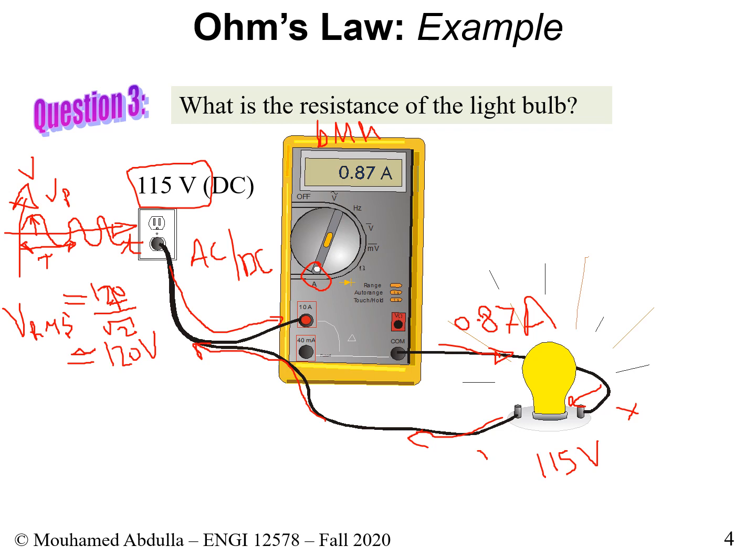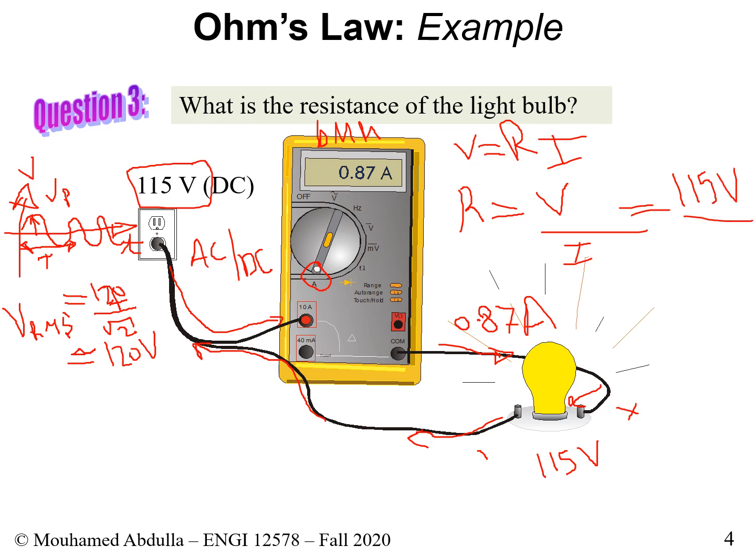Now the question is, what is the resistance of the light bulb? Again, we go through Ohm's law. V is equal to Ri, or we could say that the resistance R is equal to the voltage divided by current. The voltage across the light bulb is 115 volts, and the current is 0.87 amps. So you do 115 divided by 0.87, and you get roughly 132 ohms, brought down to 3 significant digits. So although this is just a light bulb, it has a resistance of 132 ohms.